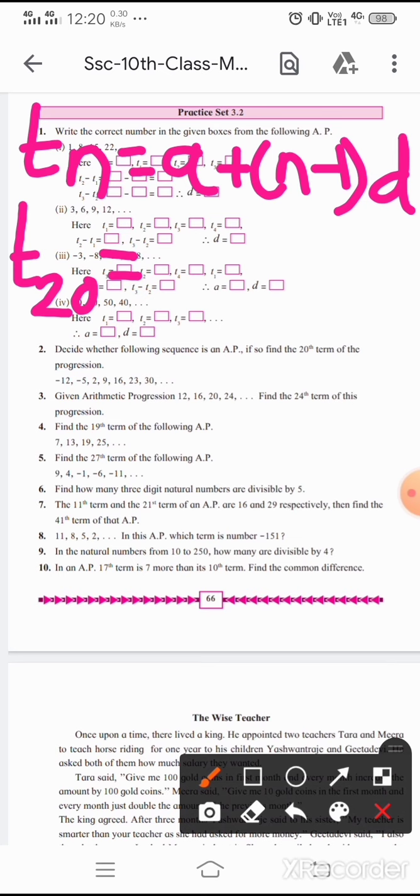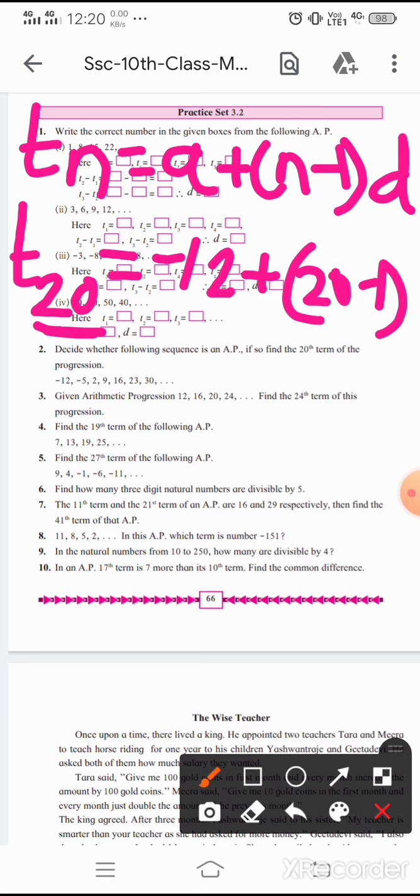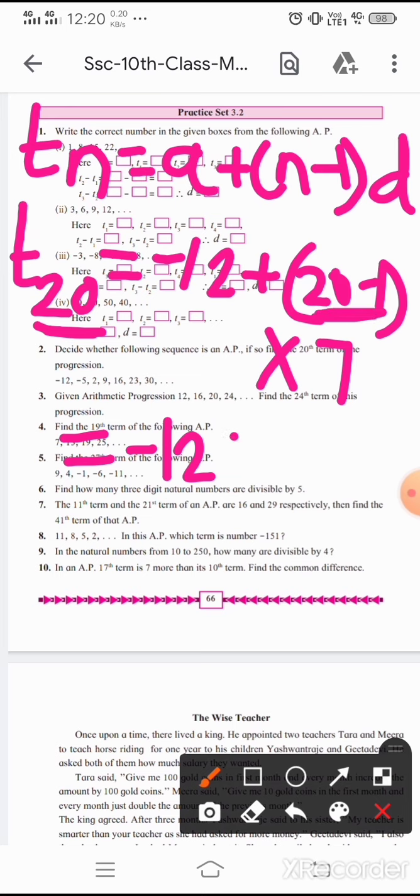So what is A over here? Minus 12, right? And then n, instead of n what we have to write? This value, right? 20 minus 1 and D, that is 7, right? Now solve it. Minus 12, 20 minus 1 will be 19 into 7, right?